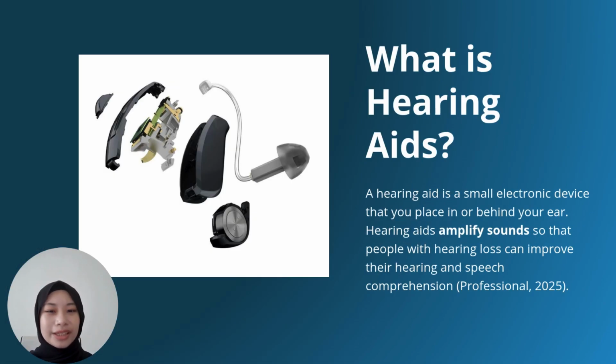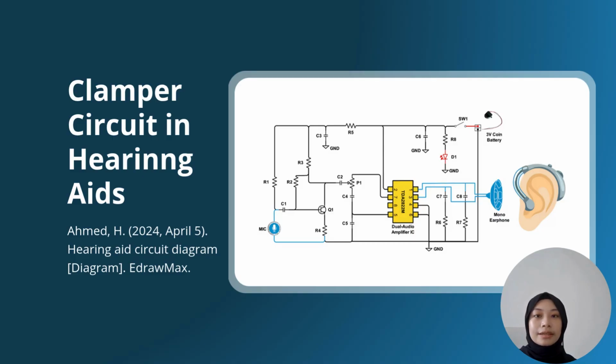So, as a device, what is a hearing aid? Technically, a hearing aid is a small electronic device that you place in or behind your ear. Hearing aids help in amplifying sounds so that people with hearing loss can improve their hearing and speech comprehension. As we can see here, this diagram shows a clamper circuit inside of a hearing aid. The circuit consists of a few main components: a microphone, transistor, dual audio amplifier, capacitors, a few resistors, diodes, a switch, and also a battery.